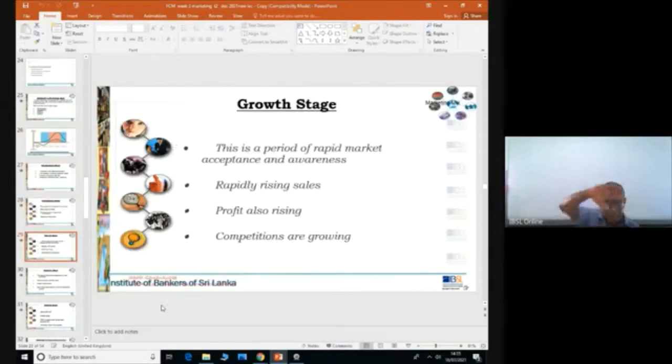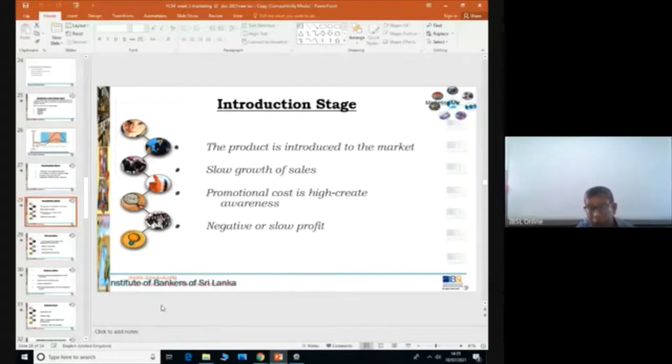Then your growth stage. Now your product has rapid market acceptance and awareness. The product is growing, sales are increasing, accordingly profits are also increasing, and competition is growing, remember. So you spend a lot of money and your cost is high. Why is your cost high? Because you need to differentiate your product and gain market share. At the introduction stage, you need to create awareness. That is why your promotional cost is high, because you need to create awareness about your product.